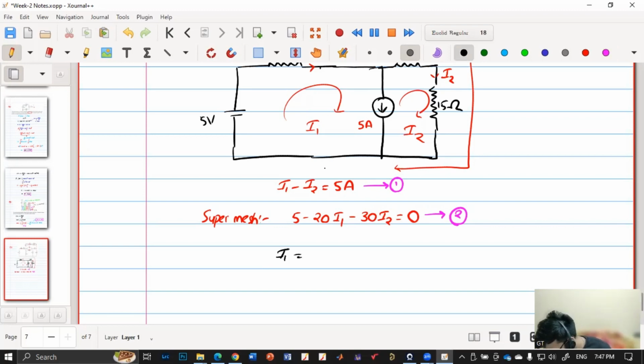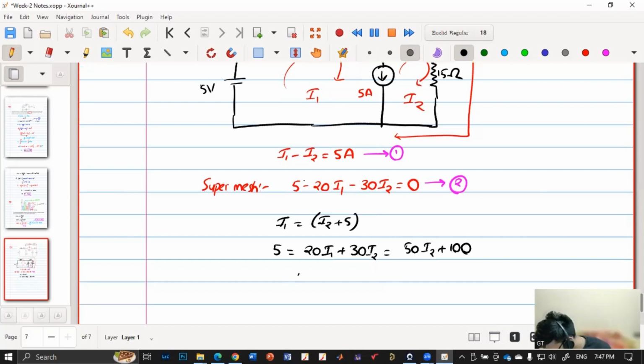So I1 is nothing but I2 plus 5, right? And the second equation is 5 is equal to 20 I1. I2 equal to 1.9. Plus or minus? Minus 1.9. I1 is 3.1, positive ampere. So I2 is minus 1.9, right? And I1 is 3.1. Right? Yes, sir. So now I got I1 and I2.